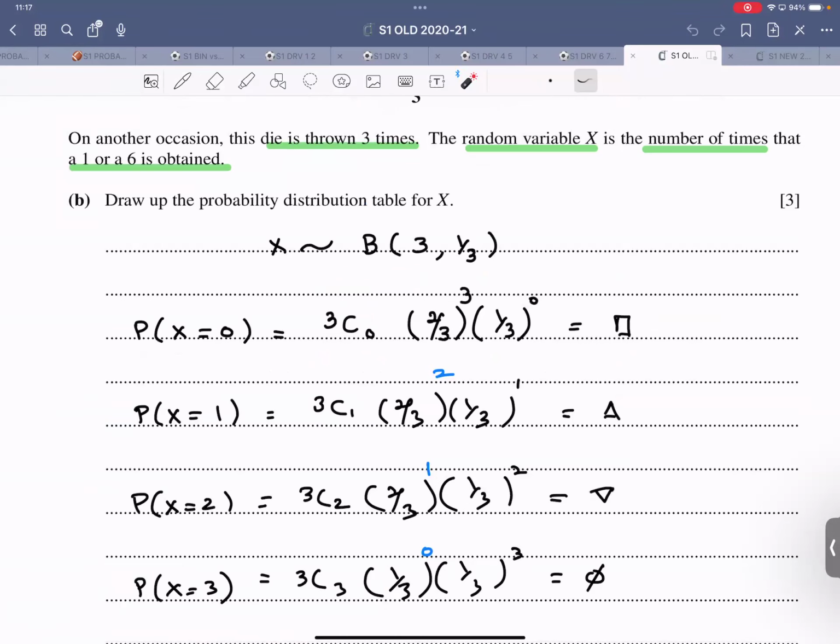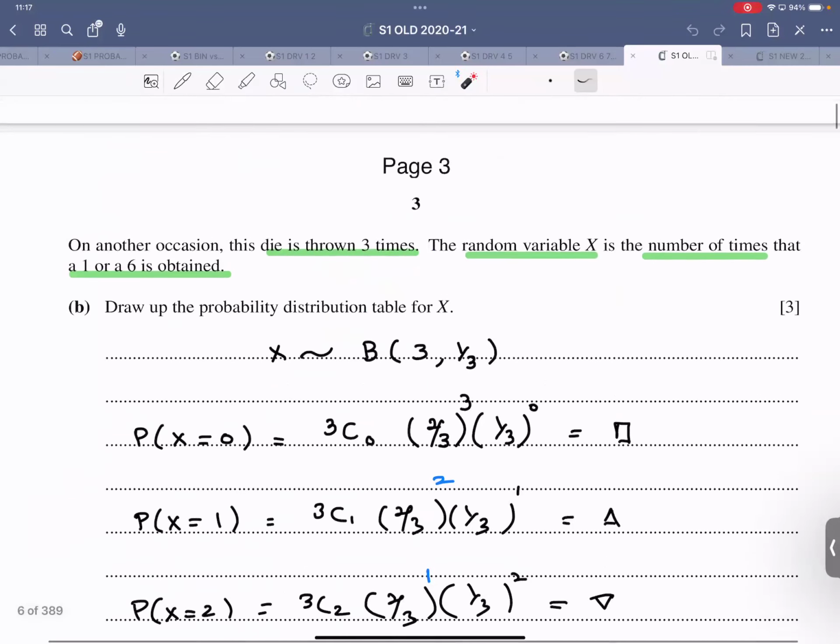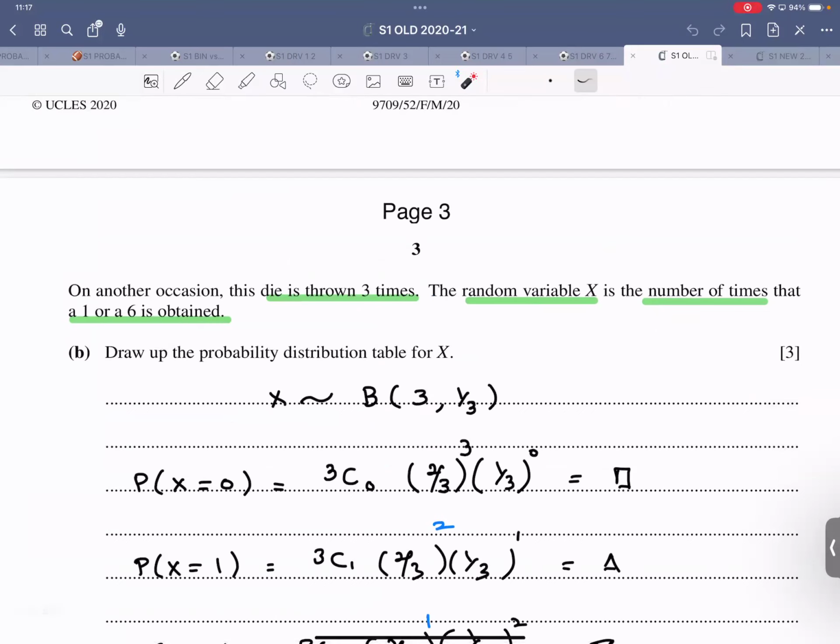Now read this part. It says, on another occasion, the die is thrown 3 times. Now the number of trials is mentioned. The random variable X is the number of times that 1 or 6 is obtained. Now, this is for making a probability distribution. This does not make this question a binomial one. What makes it binomial is that the number of trials is there. The probability of success is the same because it's the same scenario as before.